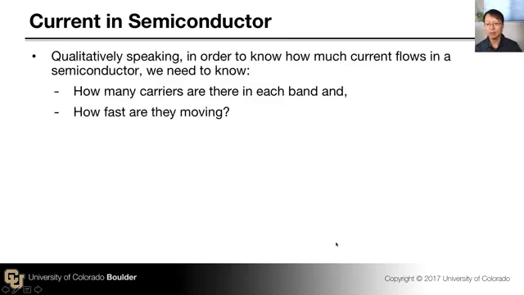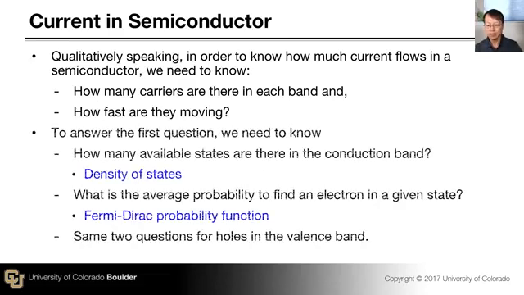So, how do we know how much current flows in a semiconductor? Well, we need to know two things. How many carriers are there in the conduction band? How many holes are there in the valence band? Also, we need to know their average velocity. How fast are they moving? Now, in order to answer these two questions, we need to pose a subsequent question. So we're going to tackle the first question first.